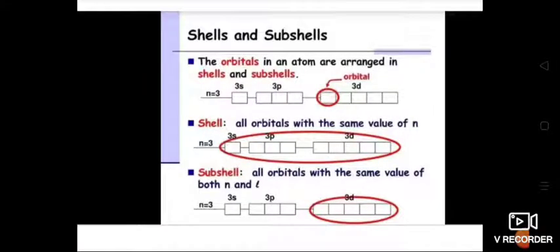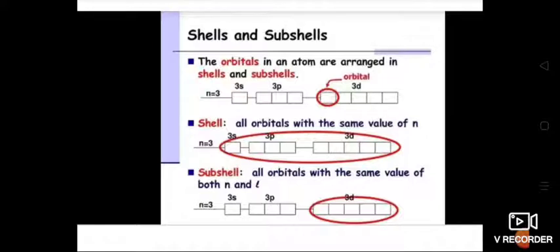So orbitals in an atom are arranged in shells and subshells. If you see that n is 3, it means it contains 3 s, p, d orbitals. An orbital is a small box-like structure. If you see here, you can understand that. That is the orbital. So, d orbital: how many orbitals are there in d? 5 orbitals. How many orbitals are there in p? 3 orbitals.